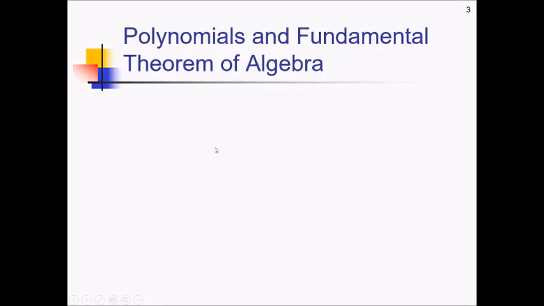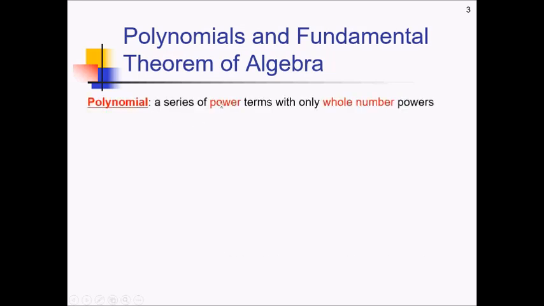Let's begin by defining what a polynomial is. You've probably heard the term before. What we're talking about is a series of power terms that have only whole number powers. So for example, something like x cubed minus 2x squared plus 9. These are all x to some power, and the power is either 0, 1, 2, 3, 4, numbers like that, counting numbers. No fractional exponents, no negative exponents. And this 9, if you're wondering where the x is, well, we have an invisible x to the 0 there.